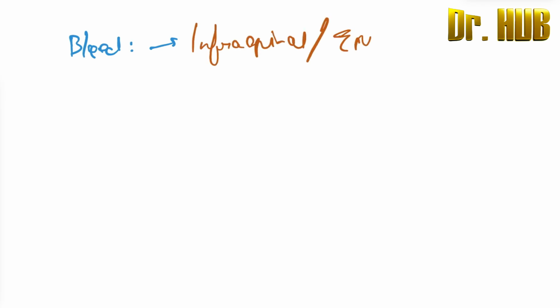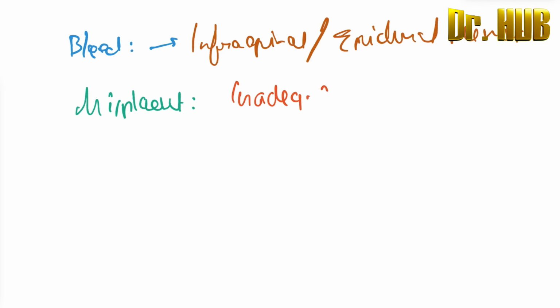Next is bleeding. It may be due to intraspinal or epidural hematoma. Next is misplacement. It may be due to inadequate anesthesia, subdural block, as well as intravascular injection.